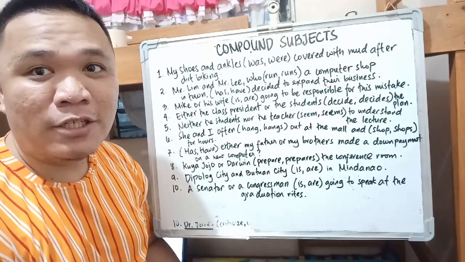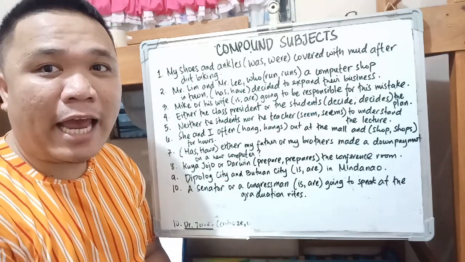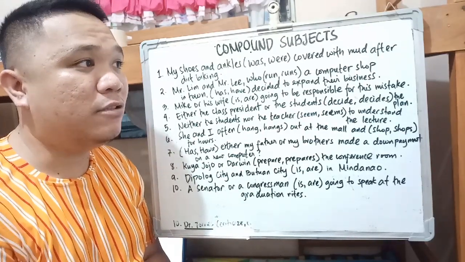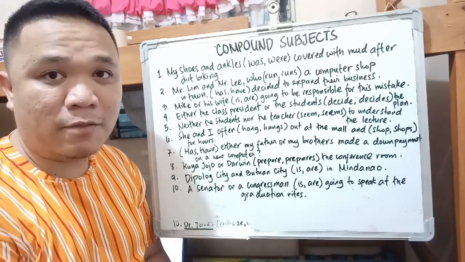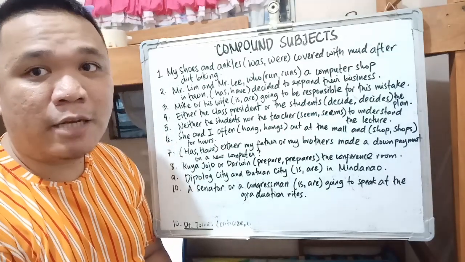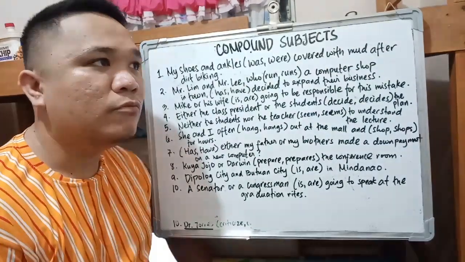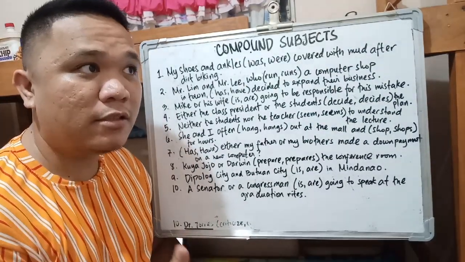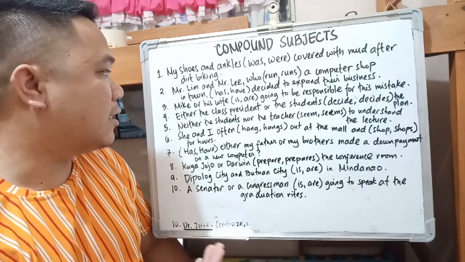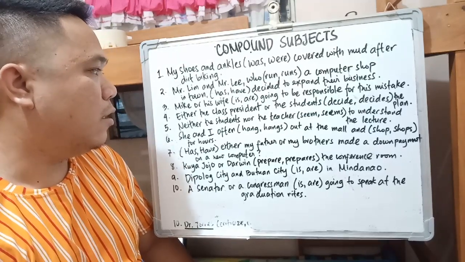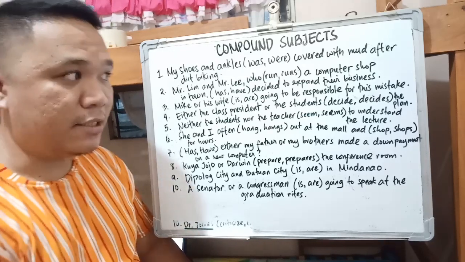So as you can see here on the board, I have 10 sentences and we will analyze how the subject reflects correctly to the verb. So what is a compound subject? Basically, a compound subject has two subjects joined by the conjunction and, or some other things like the use of or, either, neither, and some other things.